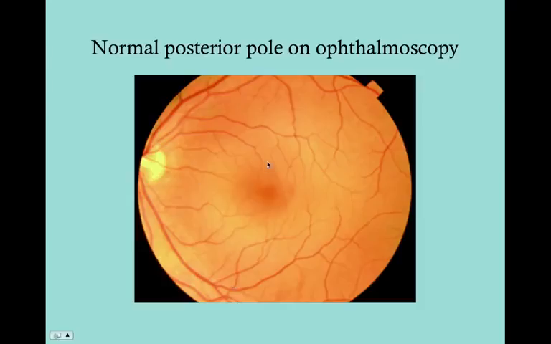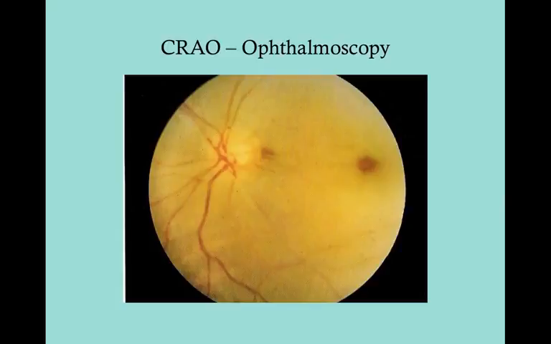So here's a normal posterior pole. Here's your optic disc, and in the center here is your macula. Now the macula is red, but it's a lot different in comparison than when we see the retinal artery occlusion. So here's an example of a central retinal artery occlusion, and as you can see, there's pallor here. This is much more pale.